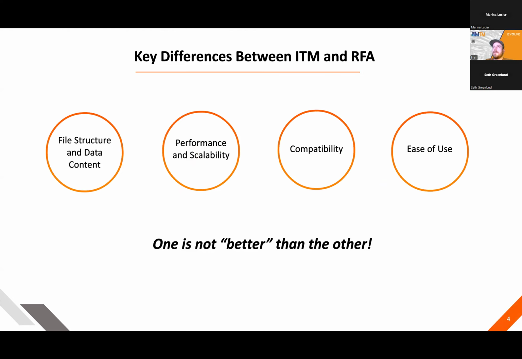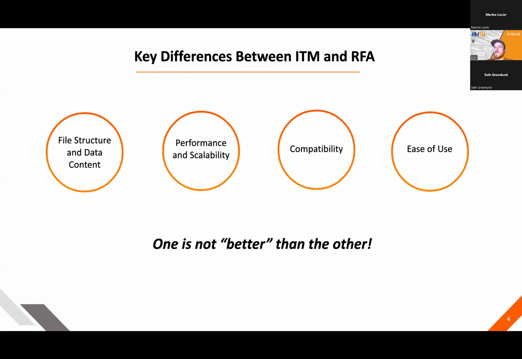Okay, so talking a little bit about the file structure and data content. Obviously, other than having two different file extensions, there are a number of key differences that set the two formats apart. RFAs carry more of the information within the actual file: dimensions, ancillary information like material, and other various parameters that I previously mentioned, they're all contained within the RFA file.